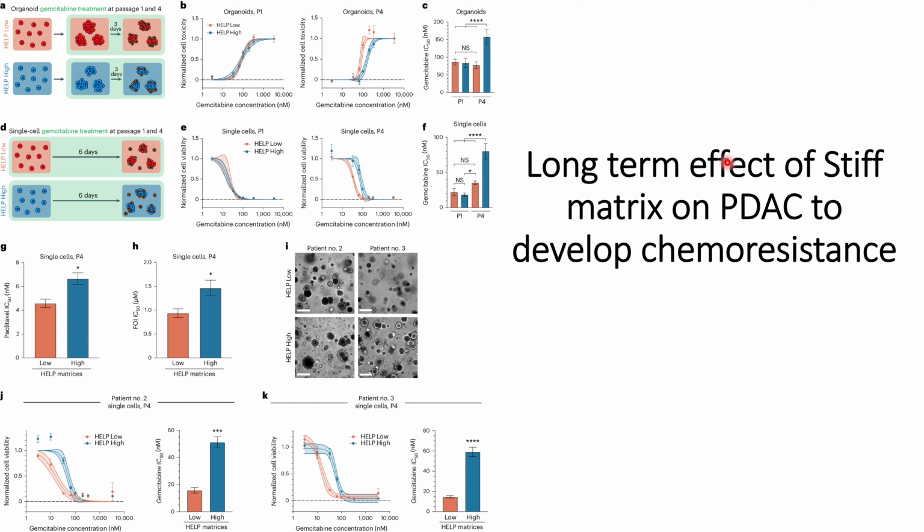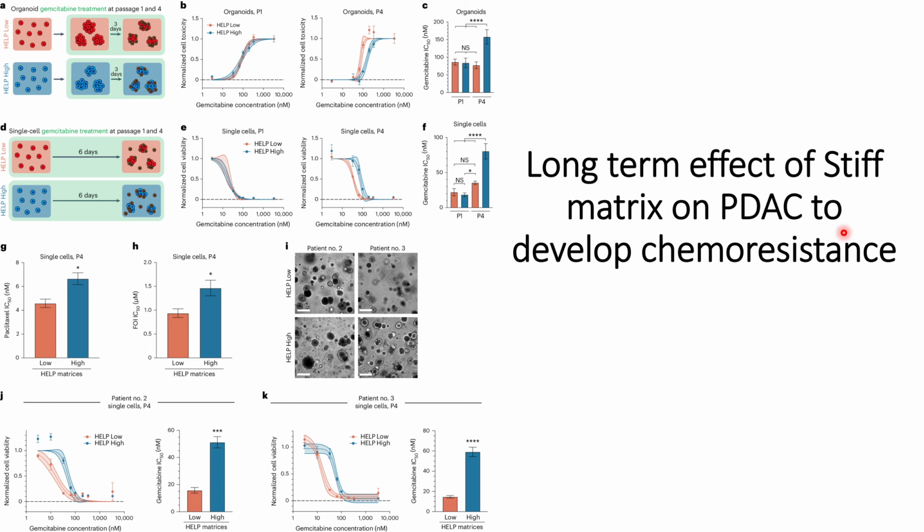We will continue our discussion about the effect of this stiff matrix on the pancreatic cancer cells to develop chemoresistance against the drugs that are designed to kill the pancreatic tumors. In the previous video, we discussed that with the increase in stiffness, there is an increase in chemoresistance. In this video, we will discuss the long-term effect of these pancreatic cancer cells when they are kept in these stiff matrices and compare it with the soft matrices.